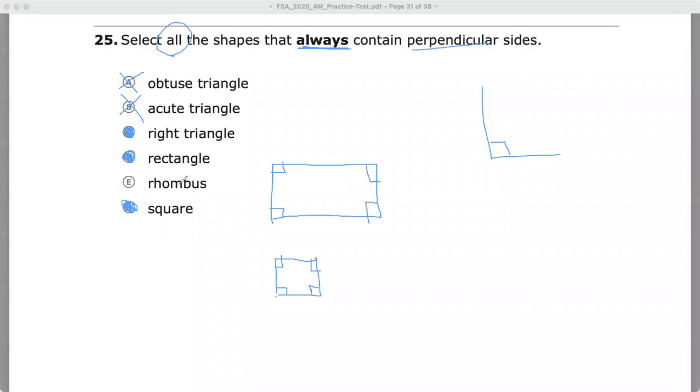What about a rhombus? Maybe, maybe not. The angles might not always be 90 degrees. They might be acute and obtuse. We don't know. So there's a possibility a rhombus could be 90 degrees, but there's also a possibility that a rhombus could not be 90 degrees. So the always part is important to note here.